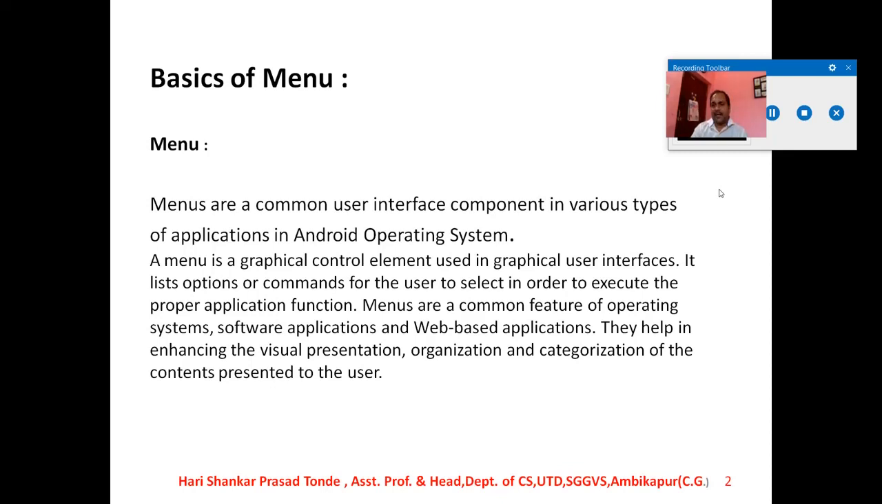A menu is a graphical control element used in graphical user interfaces. It lists options or commands for the user to select in order to execute the proper application functions. As we all know, the operating system is the interface between the hardware, user and software. So we have various types of interfaces in the application softwares that will be in the form of menus. This we are going to discuss.